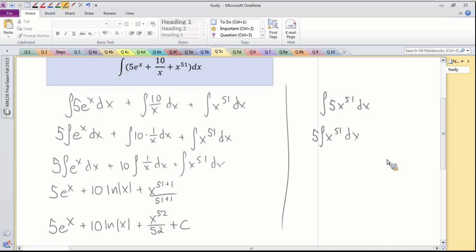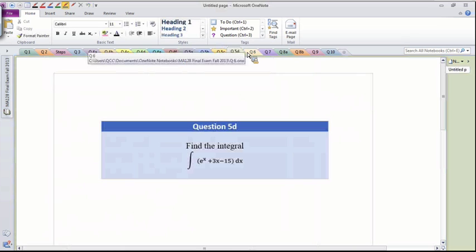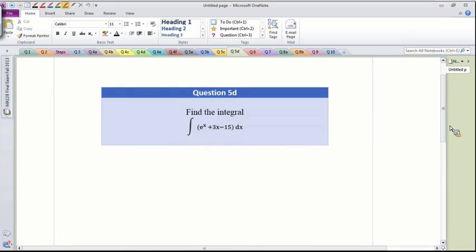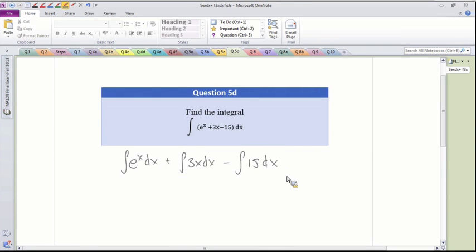Okay, so if there are no other questions, let's move on to 5D. 5D is actually a lot simpler than 5C. We'll use the same rule and break it up into three separate integrals. So I'll say this is the integral of e to the x dx plus the integral of 3x dx minus the integral of 15 dx. Now I'll do what I did earlier and move the coefficient to the front.